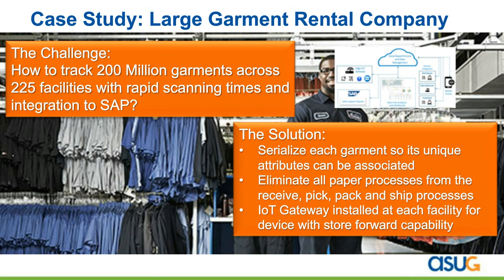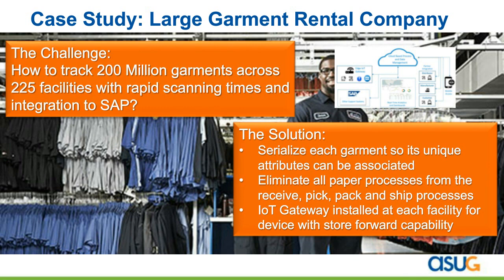The other part of the solution that was put in place was the ability to eliminate all paper for the receive, pick, pack, and ship processes. And then probably most importantly, in the way that this system was put together from a technical perspective, is the IoT gateway was installed at every facility that they have for store and forward capability.